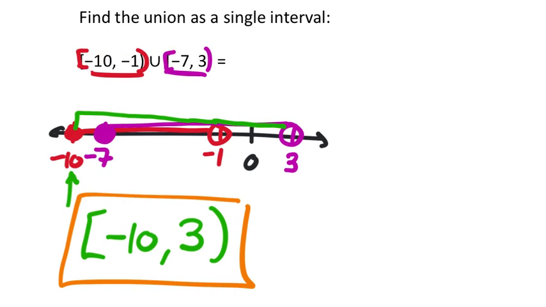Now, let's say that it had the intersection symbol in between, then it would have to be between the -7 and the -1. Well, I think we'll see an example like that.